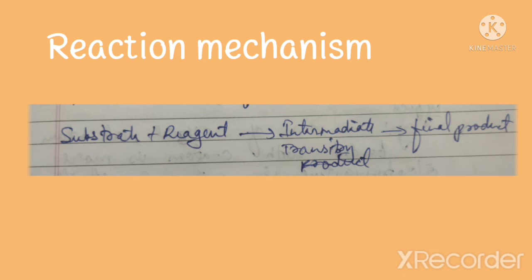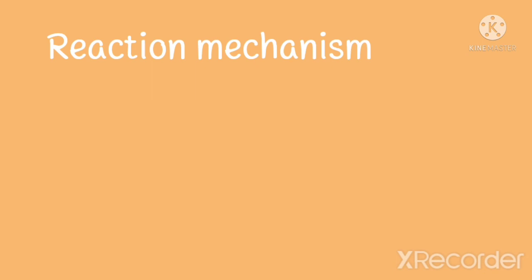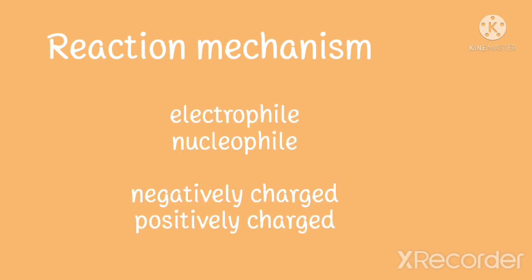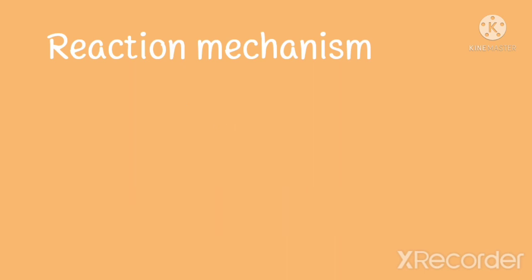Generally, reagents are charged particles, either positively charged or negatively charged. So, the positively charged reagent attacks the substrate molecule where there is maximum electron density, and the negatively charged reagent attacks the substrate molecule where there is minimum electron density. So, the attack of reagent depends on the electron density of the substrate molecule.